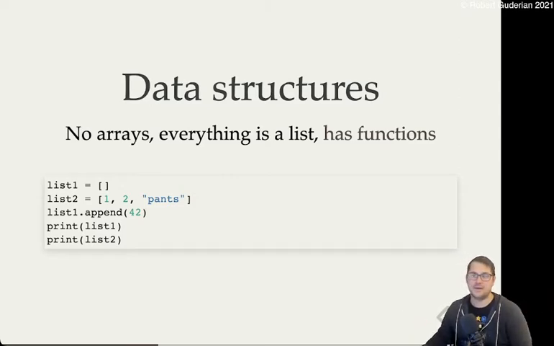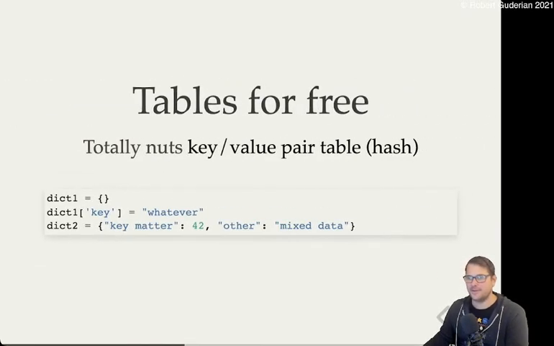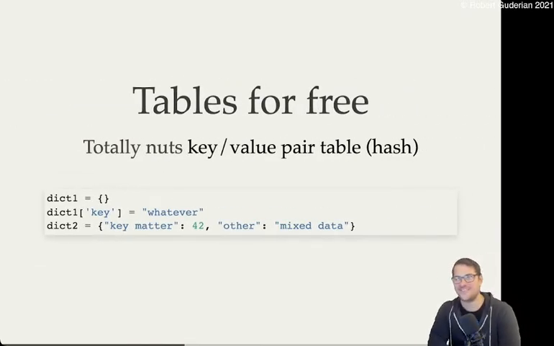That's it. Now it's just flexible. You can append and do nice things. So it's basically what you want an array to be, and it will just work for you. We get tables for free. This is your dictionary data type or a table data type, whatever you want to call it. It's a key value store.